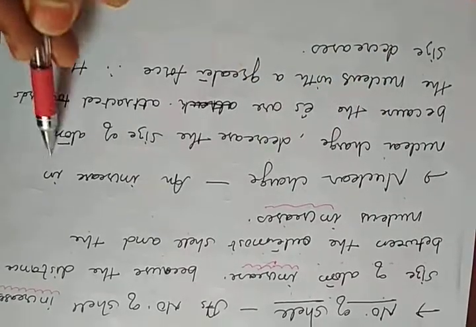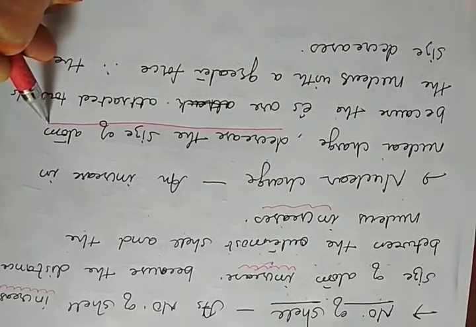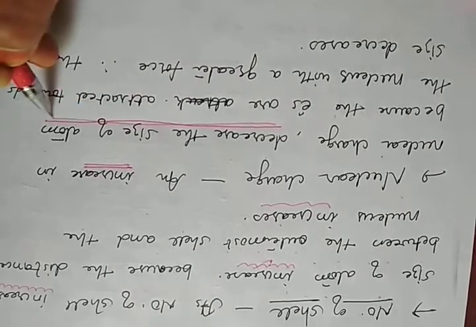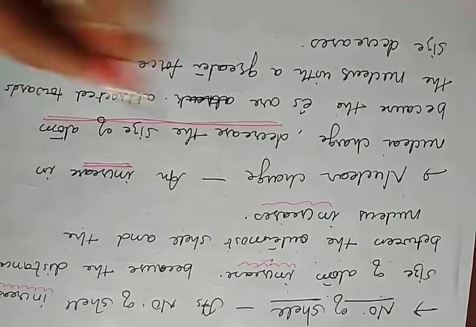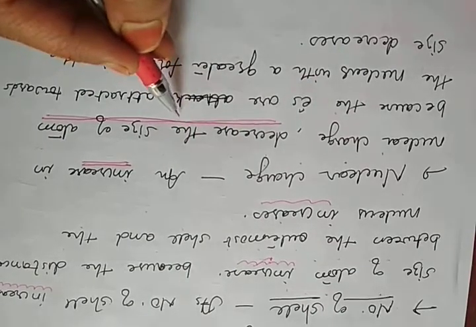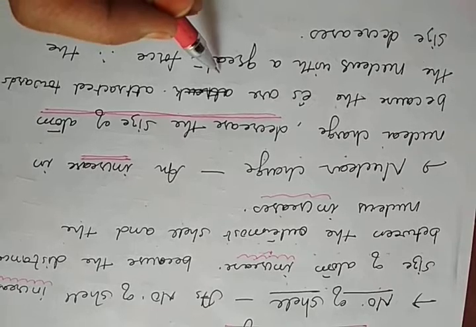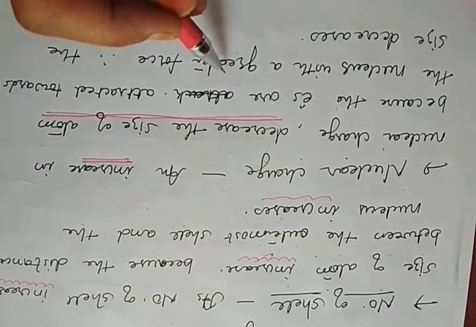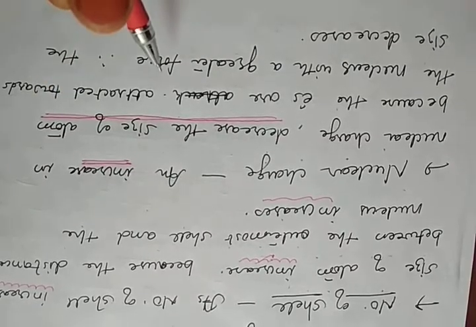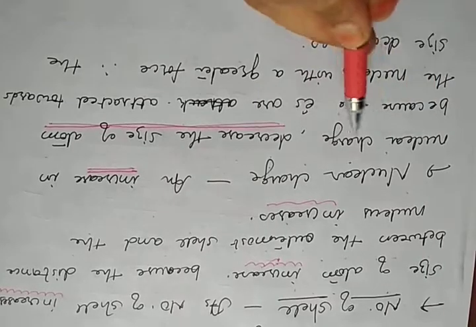The second factor on which the atomic size depends is nuclear charge. An increase in nuclear charge decreases the atomic size. Remember it. Now first of all, what do we mean by nuclear charge? The nuclear charge is due to the positive protons present in the nucleus, due to which the nucleus attracts the electrons towards itself. That attractive force is called the nuclear charge.